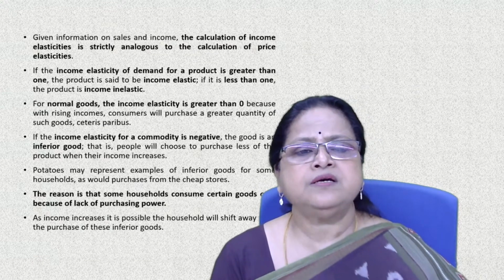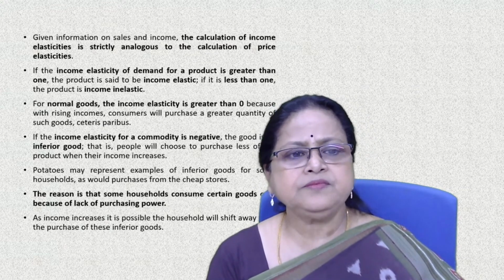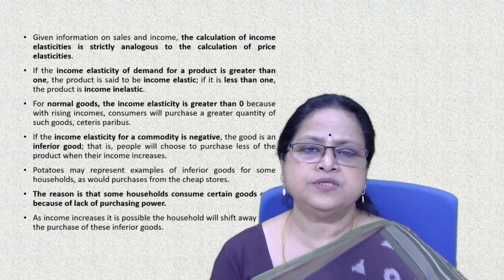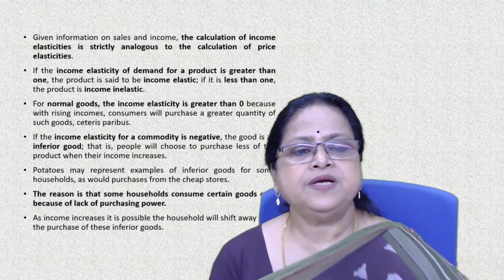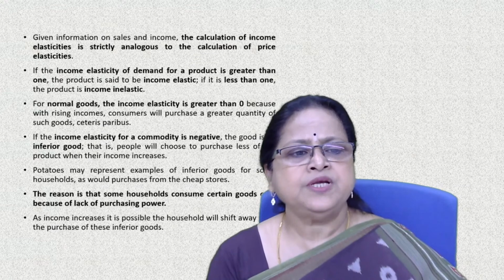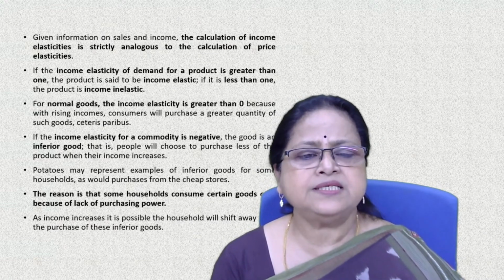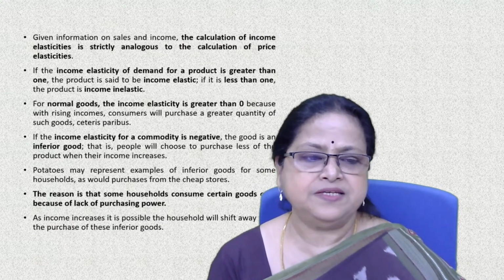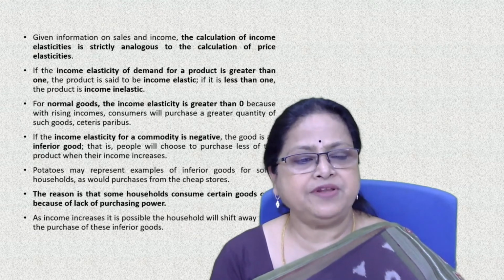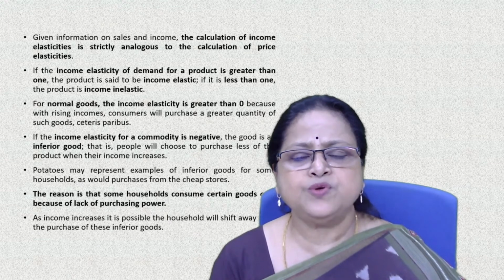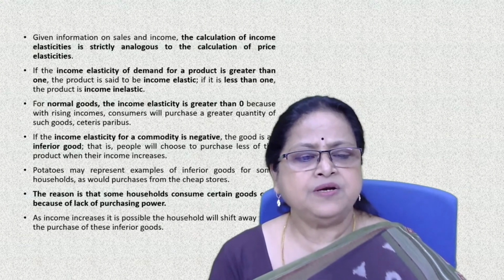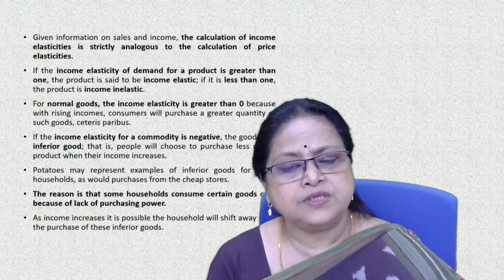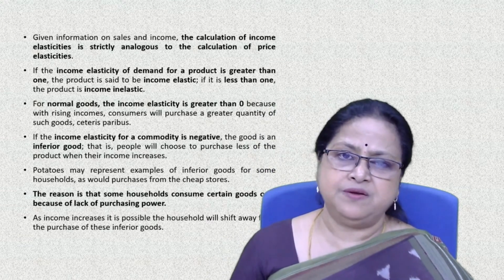For normal goods, the income elasticity is greater than 0, because with rising incomes, consumers will purchase a greater quantity of such goods, other things remaining constant. If the income elasticity for a commodity is negative, the good may be an inferior good. That is, people will choose to purchase less of the product when their income increases. Potatoes may represent an example of an inferior good. The reason is that some households consume certain goods only because of lack of purchasing power.